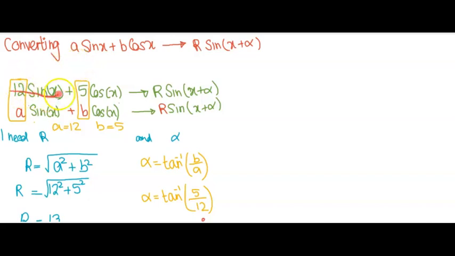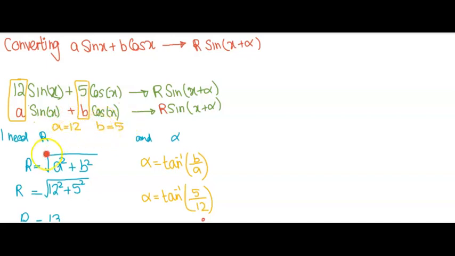Let's say we got a question. The question is 12 sine x plus 5 cos x. And I want to convert it into this form, R sine(x + alpha). To do that, this 12 is my A and 5 is the B. So A is 12, 5 is B.